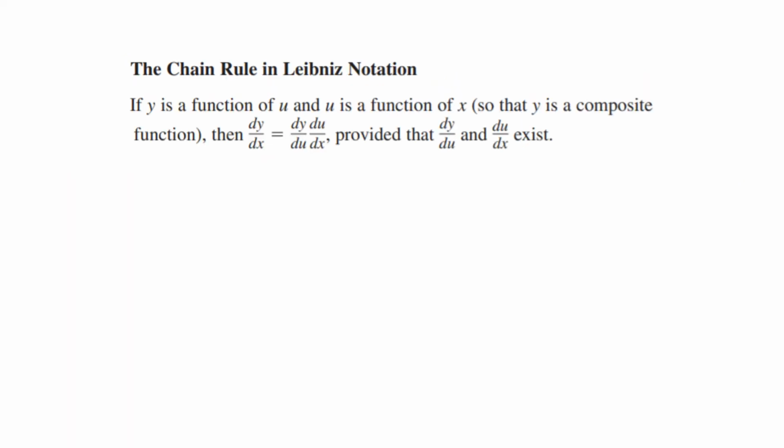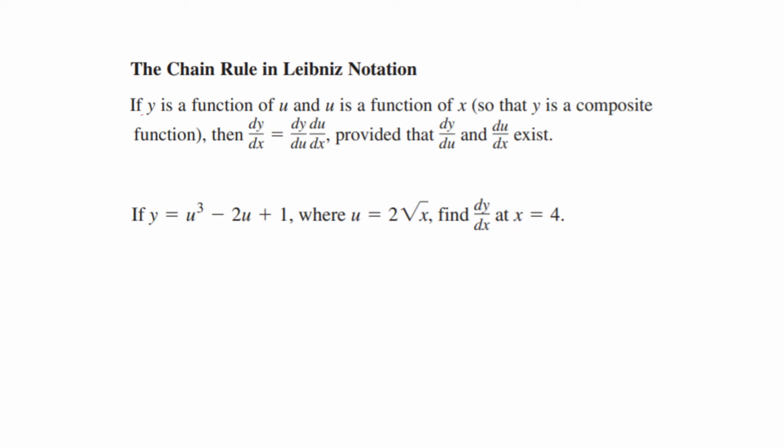If we want to apply the chain rule in Leibniz's notation, if y is a function of u and u is a function of x, so that y is a composite function, then dy/dx, when you take the derivative, would be separated into dy/du times du/dx, provided that both exist. Let's try to understand that through a question so it might make more sense.